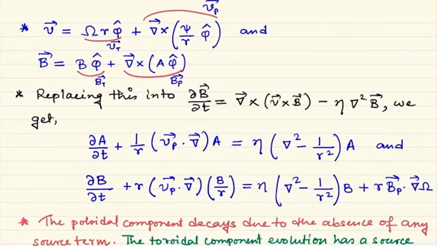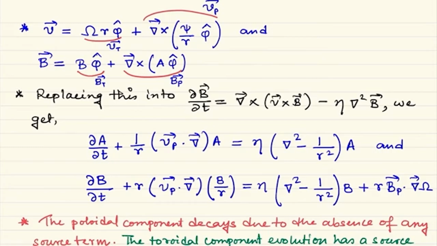Now, for our case, velocity and magnetic field can be written like this. Velocity can be written as omega, which should be a constant. It is something like an angular speed, times r, the radius vector, times phi cap, and this is exactly the toroidal component, plus curl of psi scalar by r times phi cap. So this is the poloidal component. This type of writing is very general for an axisymmetric solenoidal vector.